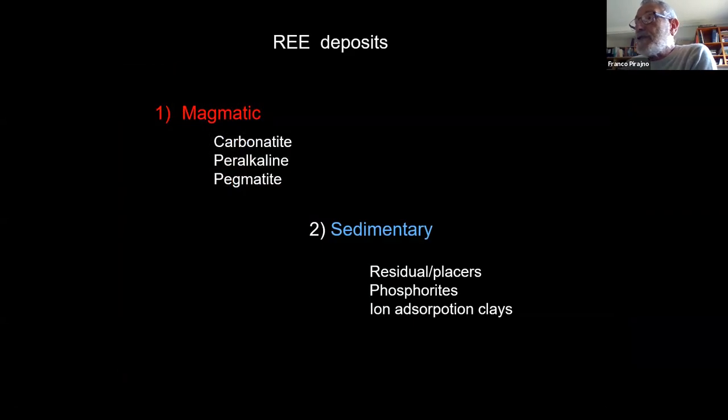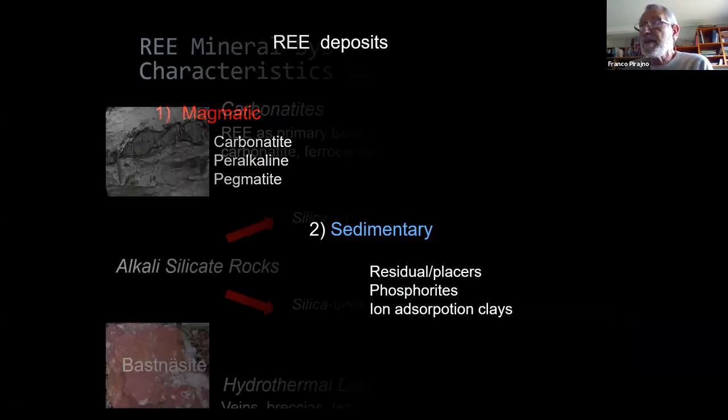Now, in terms of rare earth deposits, we have magmatic deposits, hosted in carbonatite, peralkaline, and pegmatite systems, and sedimentary deposits, residual plus phosphorites, and ion adsorption clay. But I'll focus on the magmatic carbonatite deposits in this talk.